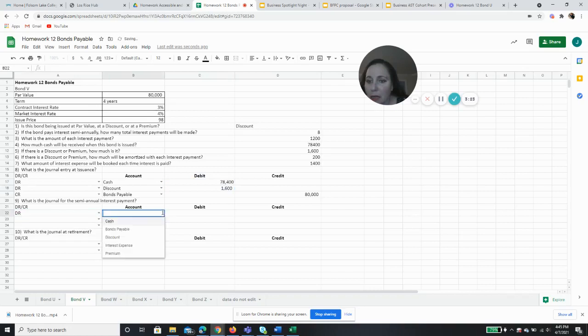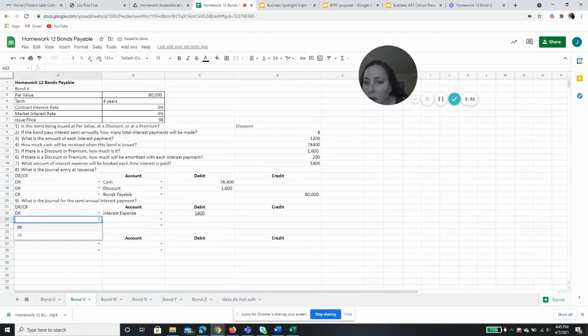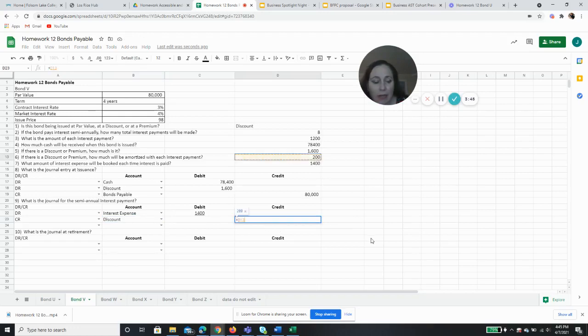All right, so when I'm going to make my semi-annual interest payment, so first I'm going to debit interest expense. And I said my interest expense was $1,400. Then I'm going to credit my discount because I'm amortizing my discount. And when I booked my discount, it was a debit. So to amortize it, I have to credit, and that's going to be $200 we calculated.